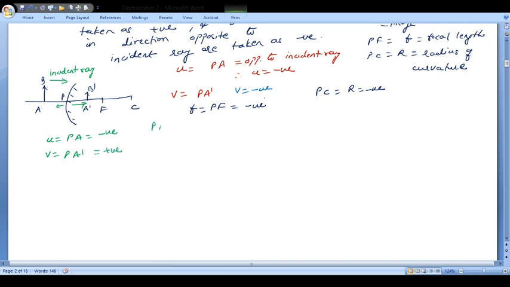If you say PF, it is taken from P to F in this way and it is in the direction of incident ray, and therefore PF, the focal length, will be positive. And PC is capital R, that is the radius of curvature. From here to here it is the radius of curvature, and it is in the direction of incident ray because all the distances are to be measured from the pole, and therefore this is also going to be positive. So here you will find that these quantities are going to be positive.